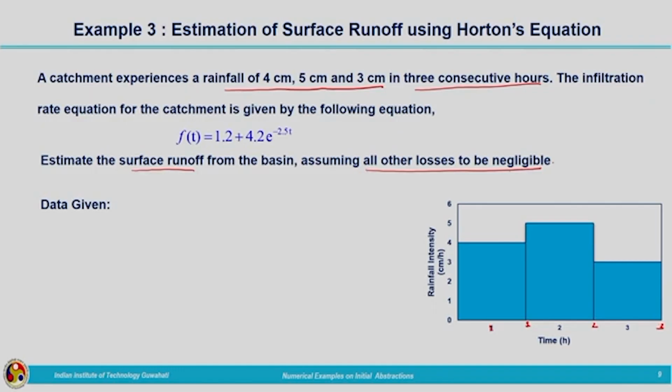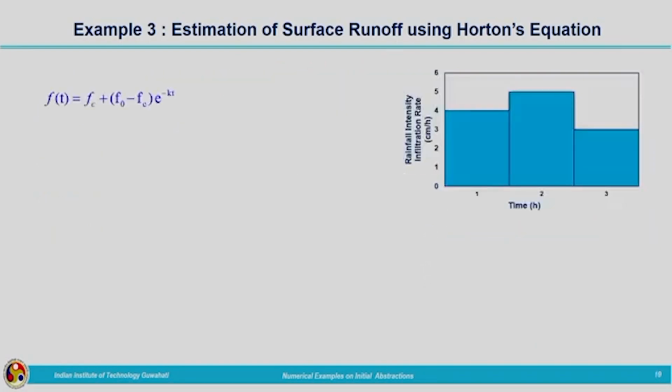So, with that interval, how much rainfall has occurred is what is shown over here. This is our rainfall hydrograph. Total rainfall you can calculate: 4 centimeters, 5 centimeters and 3 centimeters. So, this is coming out to be 12 centimeters. Now, the infiltration equation is given to you in the form of Horton's equation.